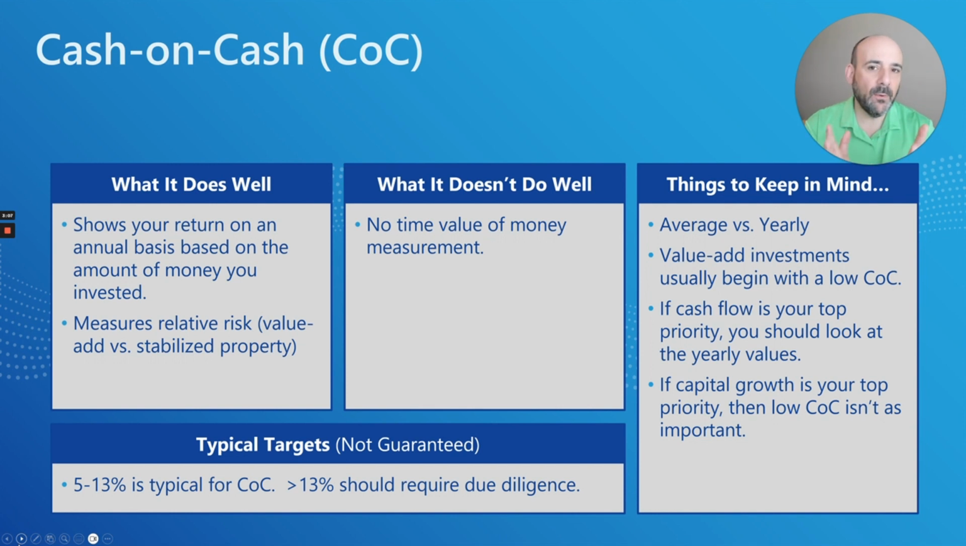As I mentioned, the value-added investments typically start out lower in their cash on cash, but they finish higher. If cash flow is your number one priority and you want a steady high cash flow, as high as you can throughout the entire 6 years, for example, then you'd probably want to look at a stabilized property that's not a value add. But if capital growth is the most important, if you want the biggest upside at the very end of the deal, then more than likely cash on cash won't be that important to you, because what you really want is that big upside with the equity at the end. So these are some thoughts about cash on cash and how to use it.